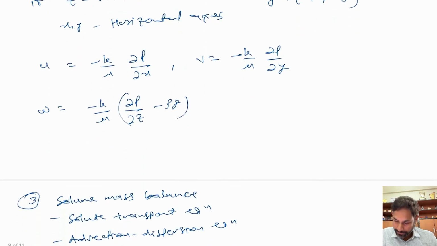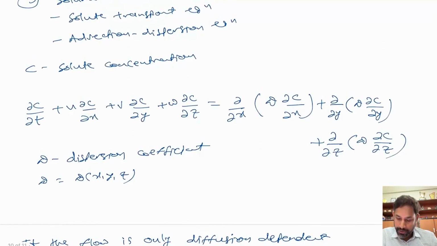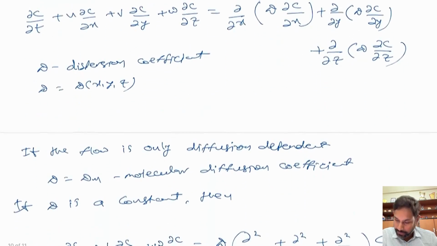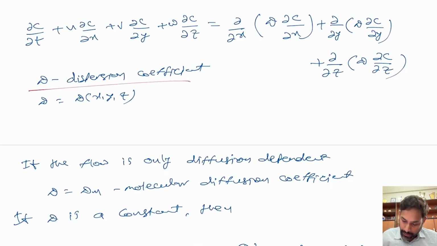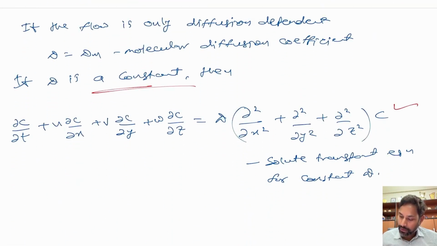Okay, and the last equation is the solute transport equation, which is also known as the advection dispersion equation. Okay, and if your dispersion coefficient d is constant, then you can use this equation, where if you want to make it a little simplified, you can also put the c inside so that you don't get confused. So this is the same equation as we had written before.